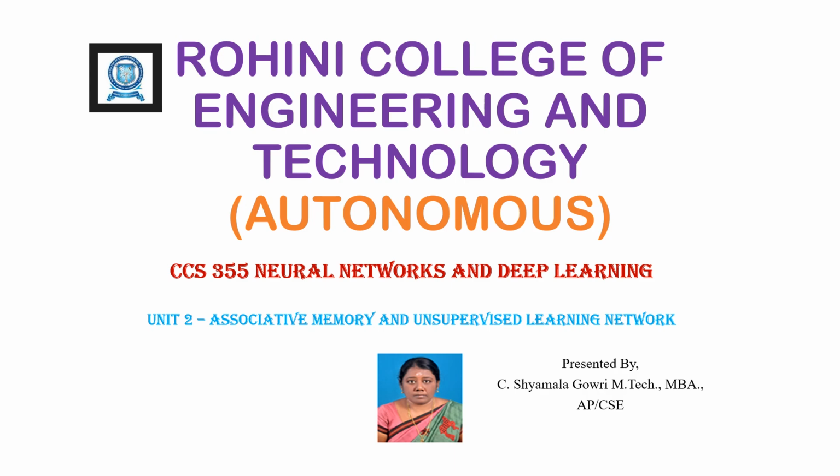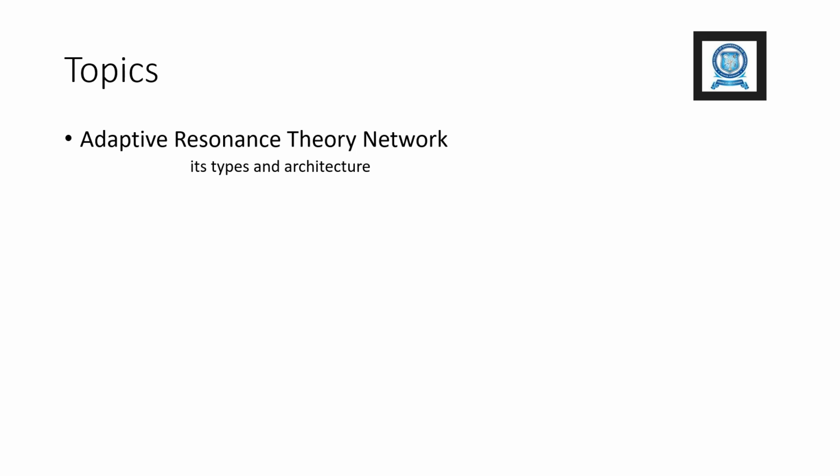Subject code CZS 355 Neural Networks and Deep Learning. Unit 2: Associative Memory and Unsupervised Learning Network. The topic covered in this presentation is Adaptive Resonance Theory Network. Its types and its architecture are explained in this presentation.